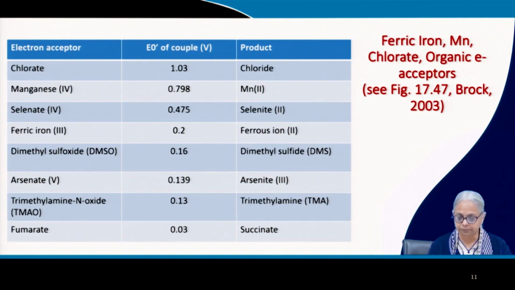Selenate, which is selenium 6, is being reduced to selenite. Fe3 is being reduced to Fe2. DMSO is a compound that is often found in water, especially seawater, and TMAO as well. And then you have arsenate. Arsenate 5 is being reduced to arsenate 3, and fumarate and succinate. So, I don't want to call them novel electron acceptors, that's the wrong word, but these are very different. They are not the usual electron acceptors.